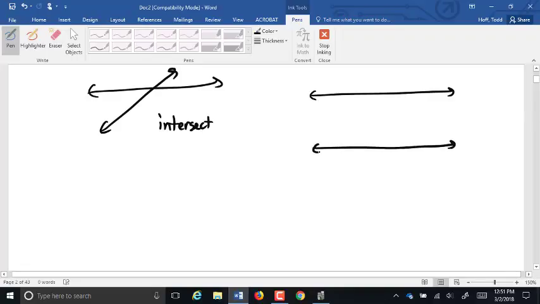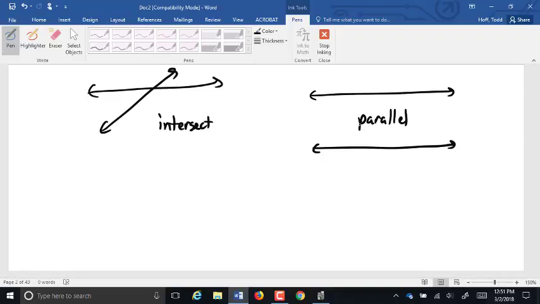How would you describe these two lines? Parallel. So we know parallel when we see it. How would you define parallel in words? Okay, there's the big thing. Never intersect, never touch. And that's the definition that most people know of parallel lines.